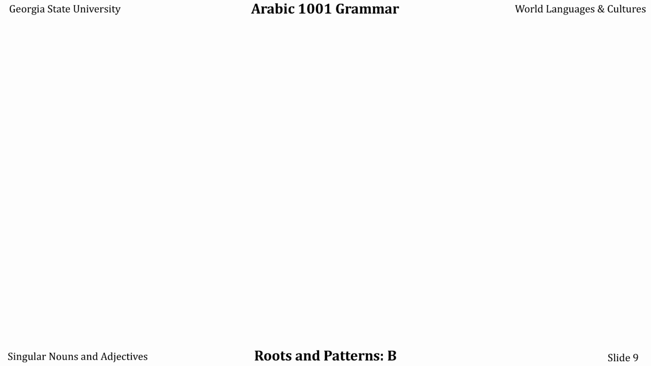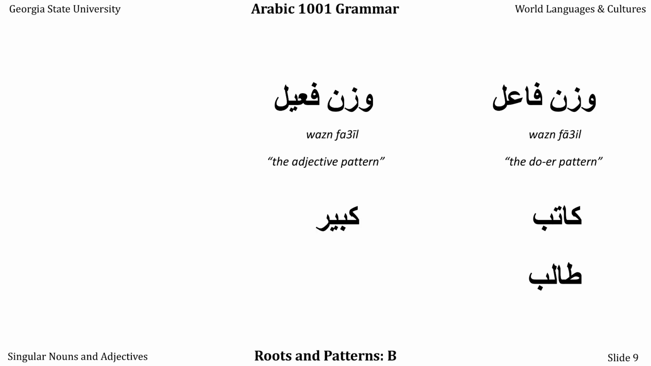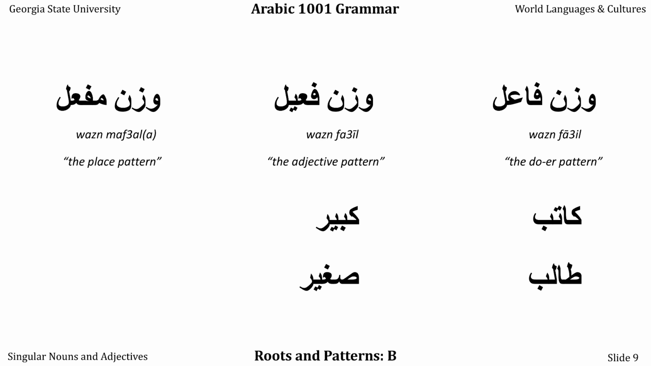Let's review some of the patterns we know. We have the wazn fa'il, the doer pattern for words like katib for writer and talib for requester, that is student. We know wazn fa'il, the adjective pattern for words such as kabir and saghir. We know the wazn maf'al, sometimes maf'ala, the place pattern for words like maktab, a writing place and therefore a desk or office, and madrasa, a studying place and therefore a school.